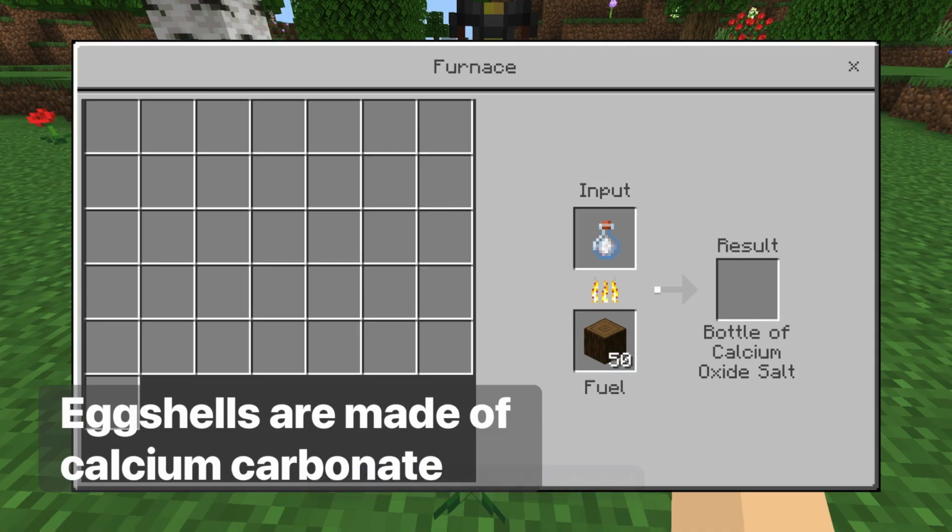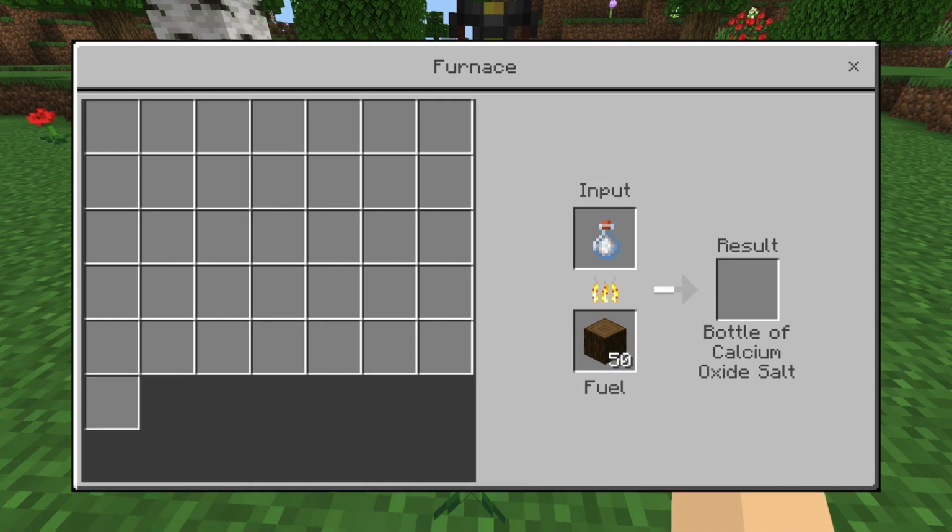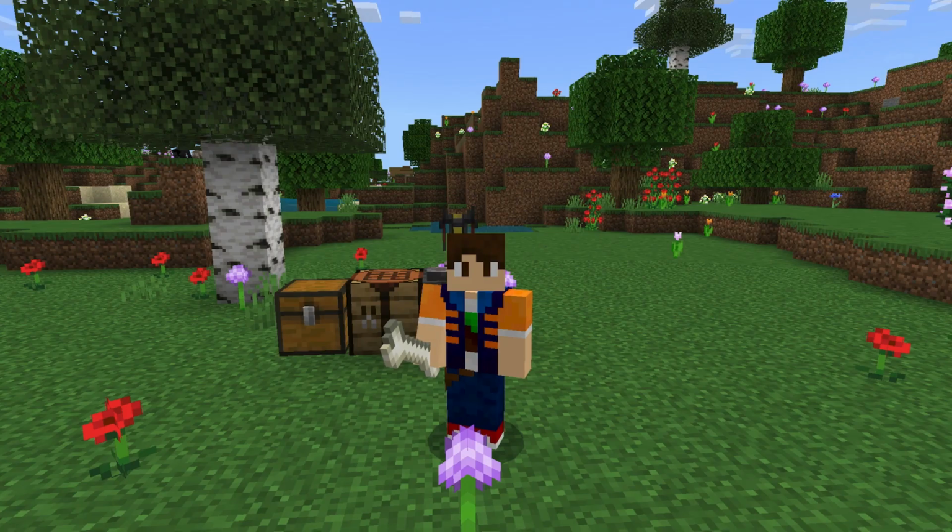Anyway, speaking of oxides, we can actually make oxide salts from heating other salts. Just remember to put them in a bottle first. Now, let's do something with bones.